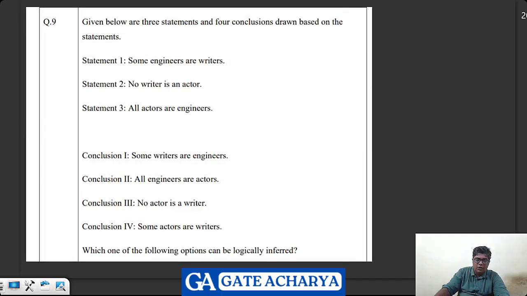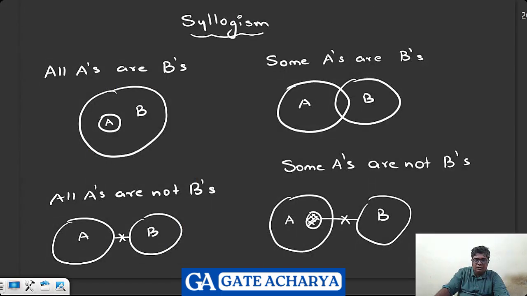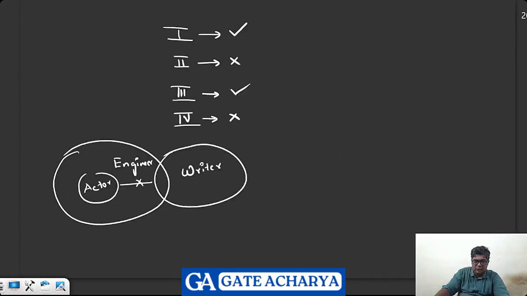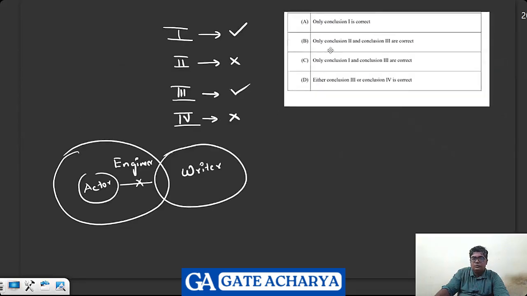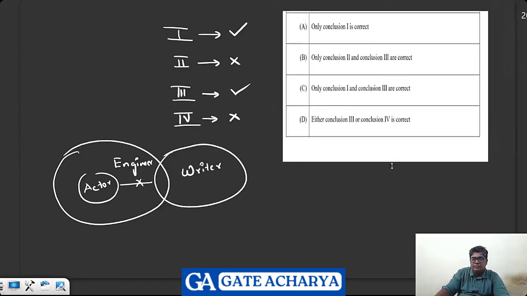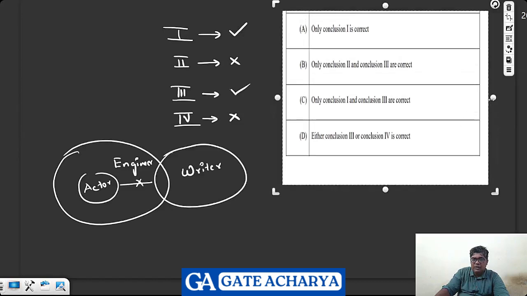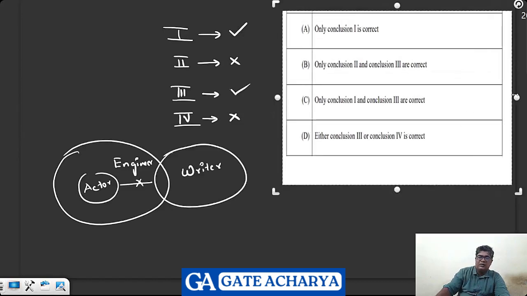So which of the following options can be logically inferred? I will show you the options. I think this is the options. Let me expand the figure. Only conclusion 1 is correct. They are saying no. Conclusion 1 is also correct and conclusion 3 is also correct. Conclusion 2 and 3, no. 2 is wrong. Only conclusion 1 and 3 are correct, and that is the correct answer. What is the correct option? Only conclusion 1 and conclusion 3 are correct.